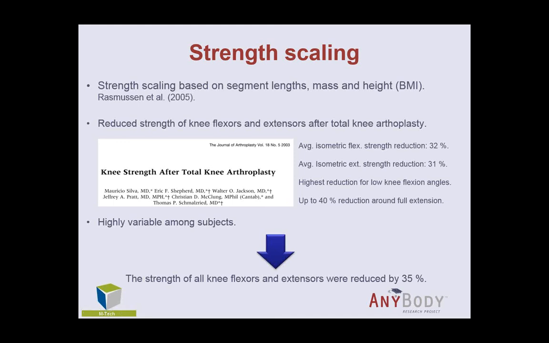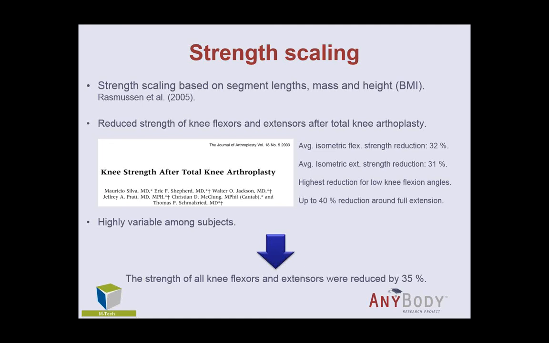However, if you look at these total knee patients, it has been reported a few times that they have reduced knee flexor and extensor strength after the surgery. There's this paper here. I just took one example where they have reported an average isometric flexion strength reduction of 32%, and an average isometric extension strength reduction of 31%. However, around full extension, the reduction is actually even higher, up to 40%.